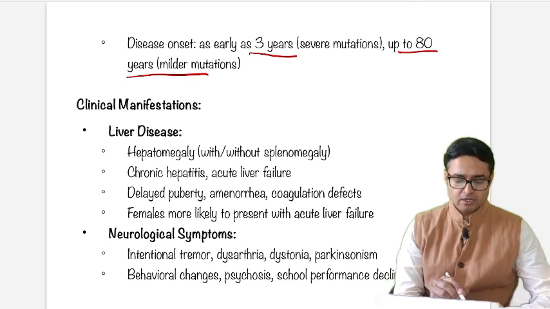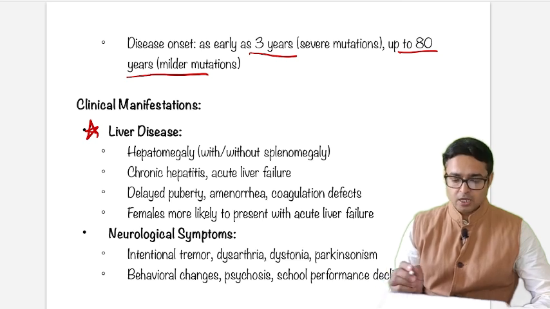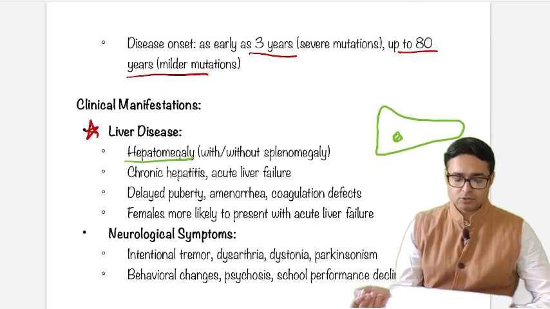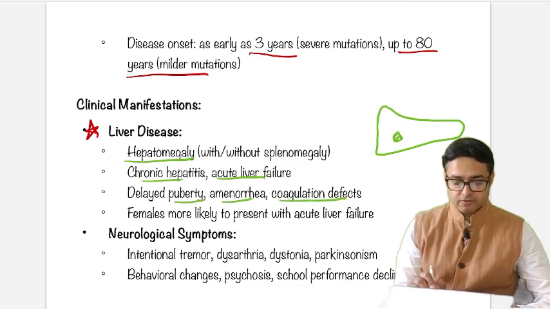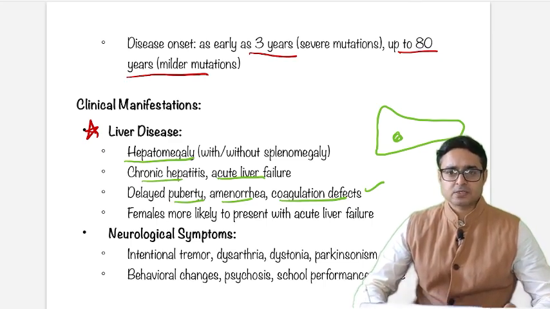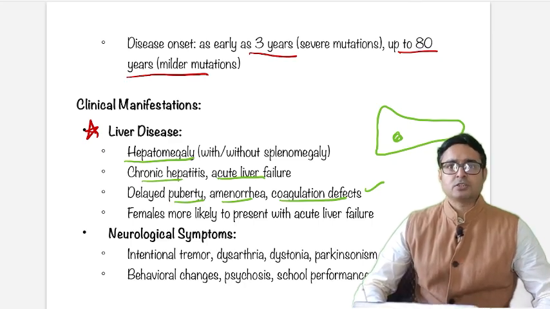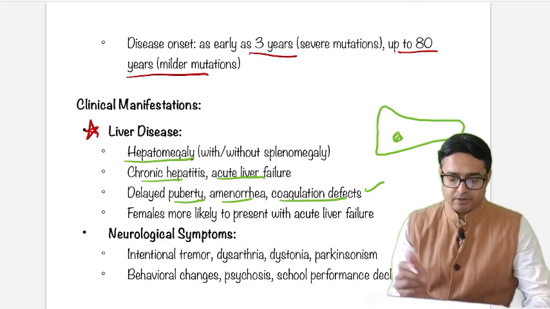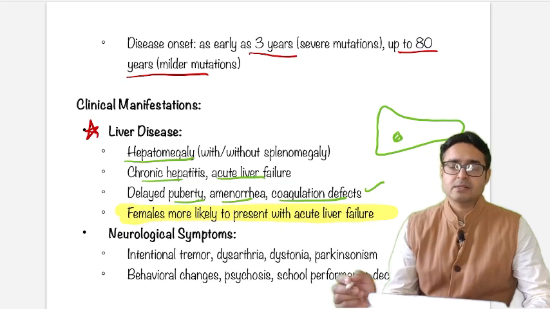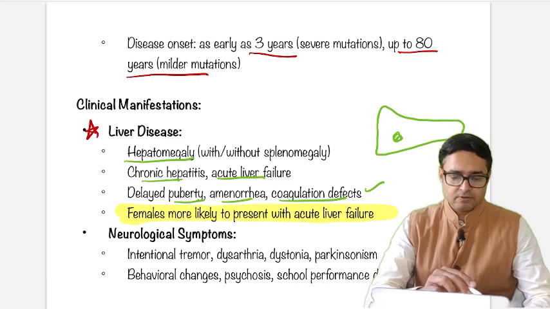First and foremost, the liver disease, because copper is accumulated in the liver. We'll draw a rough diagram of the liver. When copper gets accumulated, there will be hepatomegaly, that is obvious. Chronic hepatitis and acute liver failure can occur. Delayed puberty, amenorrhea, and coagulation defects occur because the liver is the epicenter of synthesis of many steroid hormones and coagulation factors, so these get affected. Females are more likely to present with acute liver failure. This is an important point.